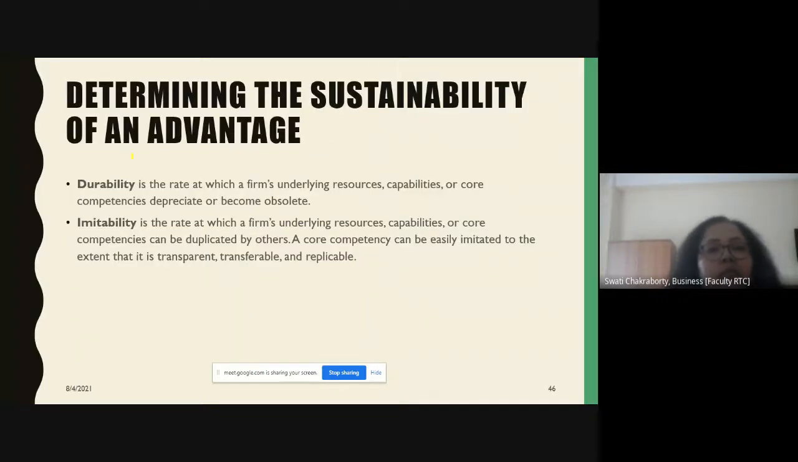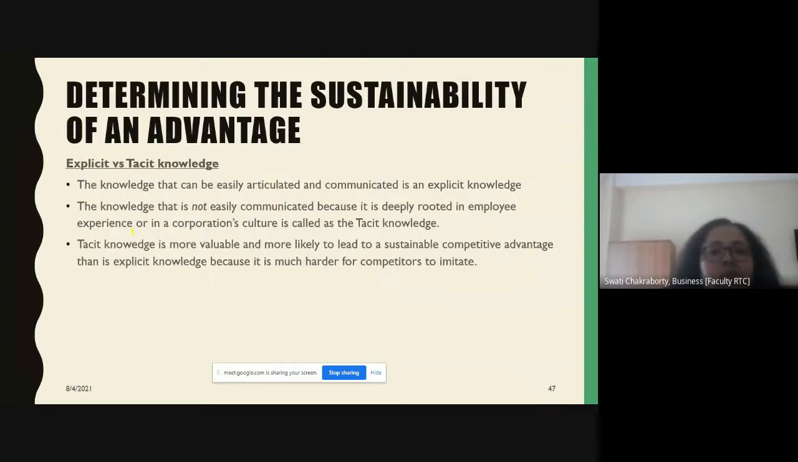Okay, so determining the sustainability of an advantage. How? First is durability. That's the rate at which the firm's resources, capabilities, or core competencies depreciate or become obsolete. One has to determine that the sustainability of an advantage depends on durability. It depends on imitability, that is the rate at which the firm's resources, capabilities, or core competencies can be duplicated by others.